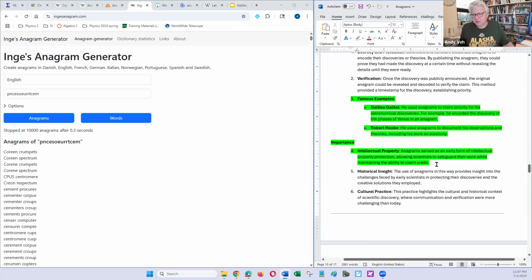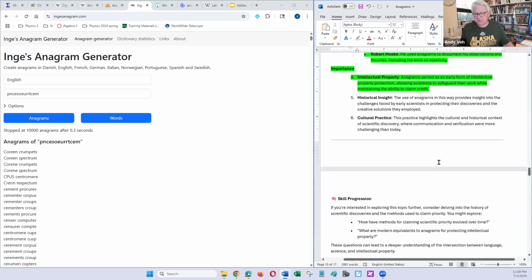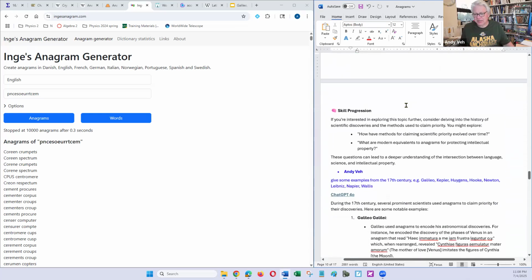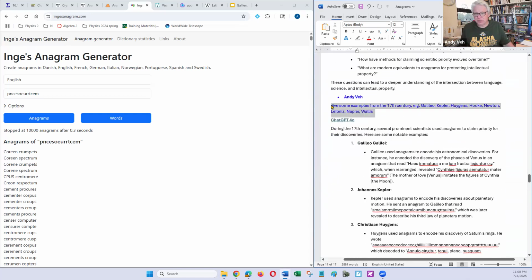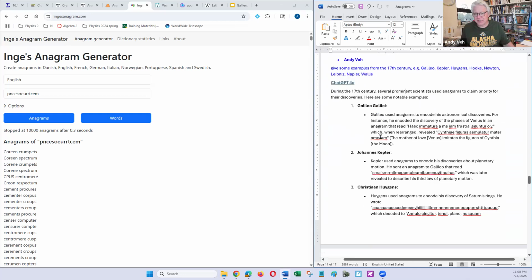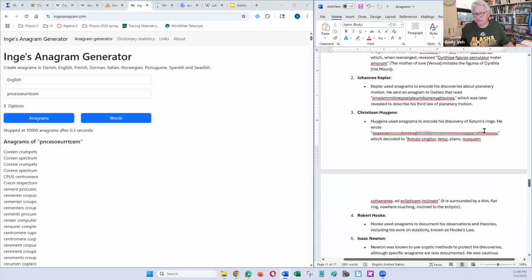Importance is underlined here. Intellectual property. Anagrams served as an early form of intellectual property protection, allowing scientists to safeguard their work while maintaining the ability to claim credit. Okay, I'm going to explain that once we actually get there. I put a few more here and really came up with Galileo and Kepler again, and then actually Huygens. So what they were trying to do here is they have made a discovery, and now they make something and then totally encode it with all these letters. They just scramble the letters around, and in this case, totally alphabetically.